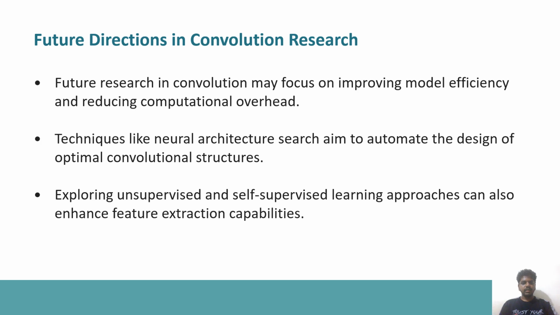Future directions in convolution research. Future research in convolution may focus on improving model efficiency and reducing computational overhead. Techniques like neural architecture search aim to automate the design of optimal convolution structures. Exploring unsupervised and self-supervised learning approaches can also enhance feature extraction capabilities.